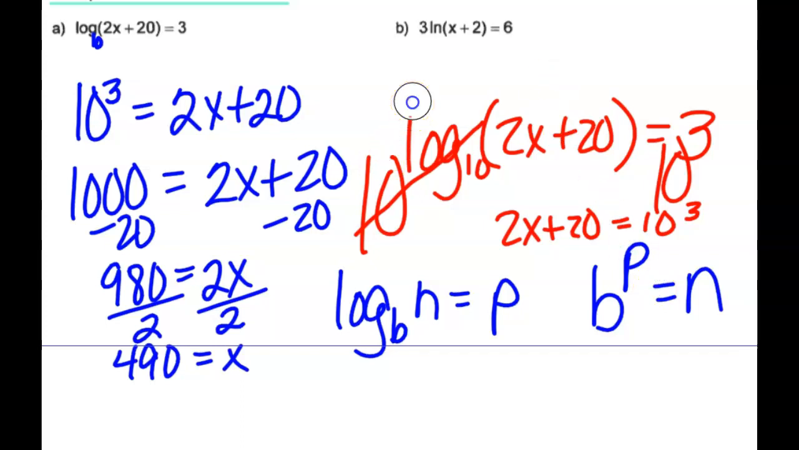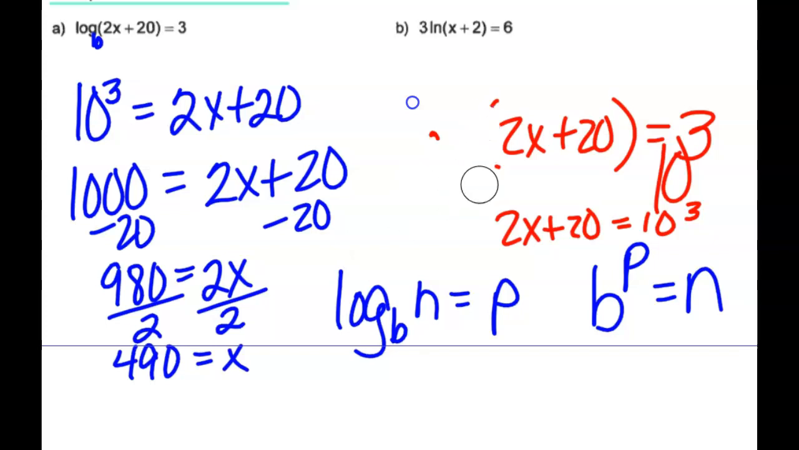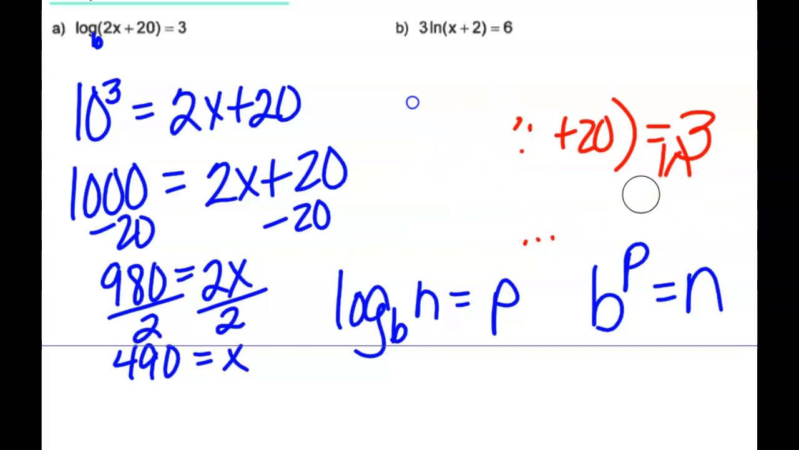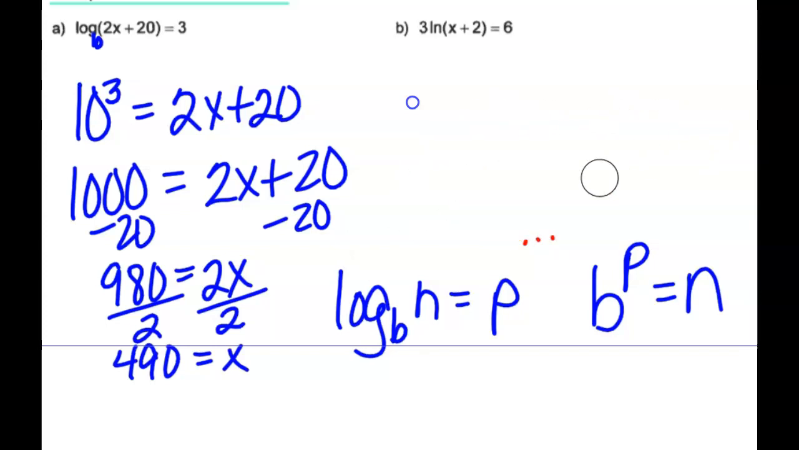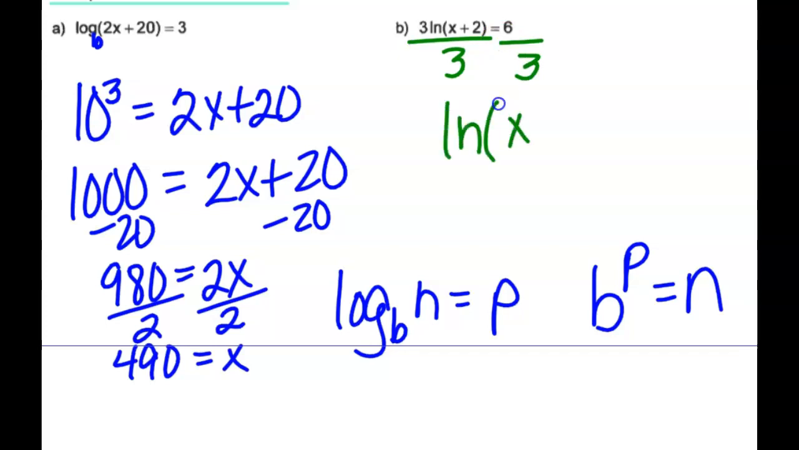I'm going to continue to do it this way, but I can try to show you a little more if anybody just needs to tie this to the way their teacher did it last year. But what do we need to do first on the next one? Algebra 1 brain. Yeah, just divide by 3. So we have the natural log of x plus 2 equals 2. Okay, what's the base this time though? E.